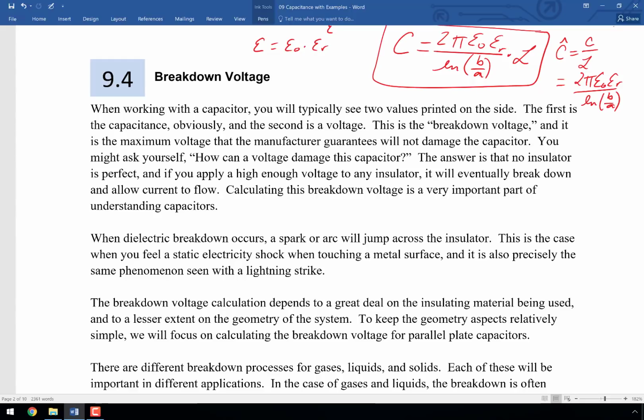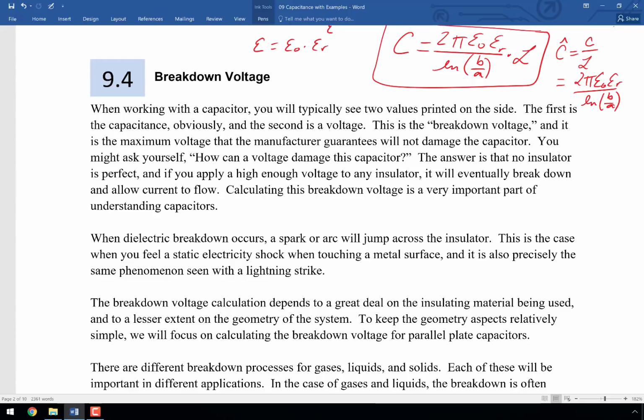It is the maximum voltage that the manufacturer guarantees will not damage the capacitor. For example, if you see on the side of a capacitor, 47 microfarads, comma, 12 volts, or 33 microfarads, comma, 50 volts, that gives you information about the applications in which you could use that capacitor. And if at any moment you're going to exceed the voltage that is specified for that capacitor, then there's a good chance that you're going to damage the capacitor. So you might say, how can a voltage damage the capacitor? And the answer is no insulator is perfect.